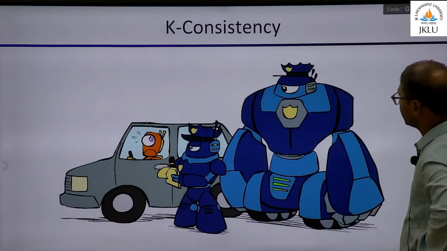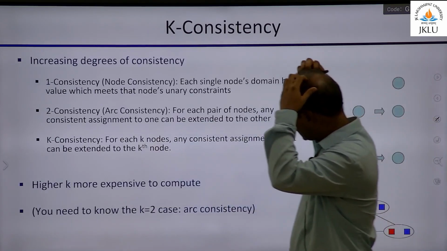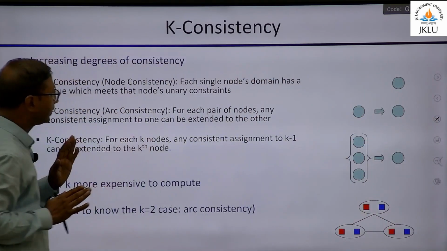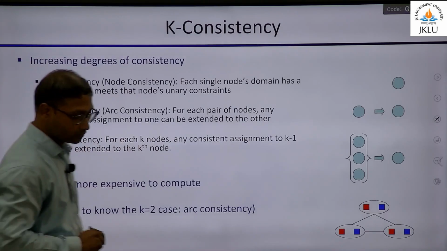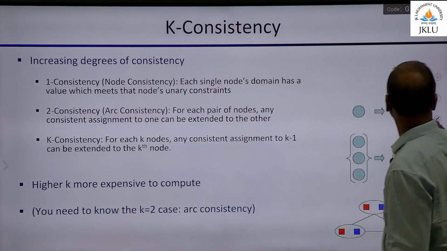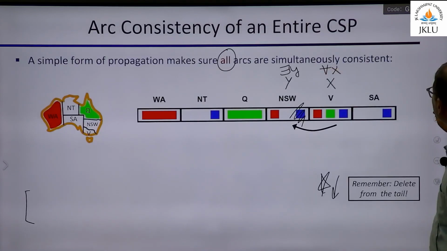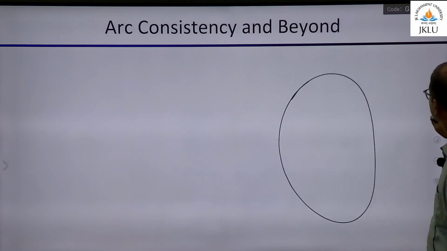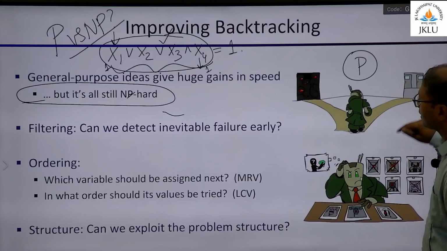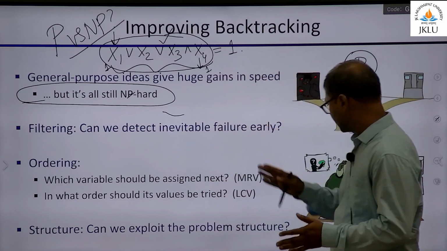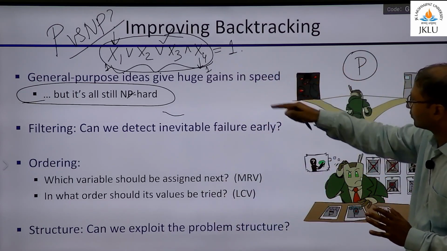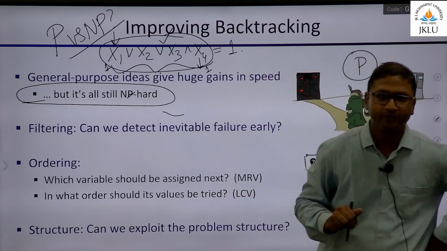Now K consistency. Now guys, I will need NP hardness, so I don't know where I will do it. I'll do it somewhere here itself then. Increasing degrees of consistency. So let me go back. If you have a quiz, you have a quiz. But anyway, so no NP hardness written here apart from the fact that it is NP hard.